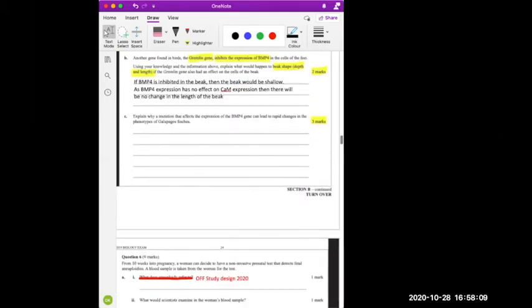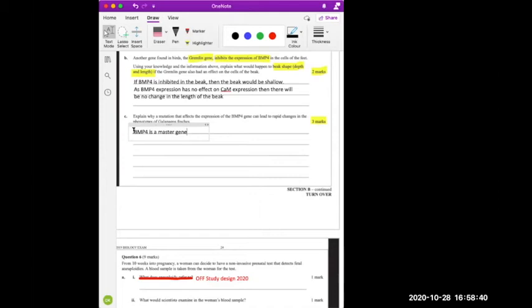Okay. Explain why a mutation that affects the expression of BMP4 can lead to rapid changes in the phenotypes of the Galapagos finches. So this one I am a little confused on in terms of whether it's still relevant to you guys or not. I think this is less relevant than the rest of the questions they've asked, because potentially it requires some external knowledge of BMP4. The answer here is that BMP4 is a master gene.